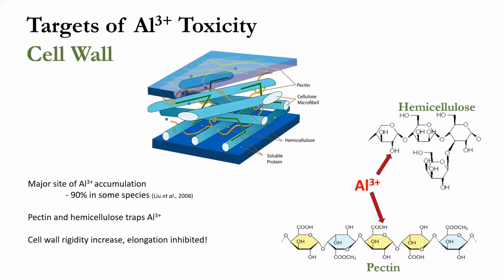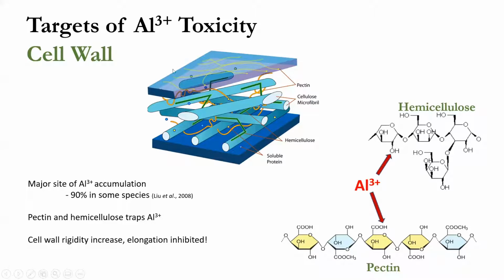It is the major site of aluminum accumulation, which can trap up to 90% of the aluminum ion in some species. And the reason why the cell wall really likes aluminum is because of the pectin and hemicellulose contents. You can see their structures shown here. And notice the exposed hydroxyl group on hemicellulose and the carboxyl group on pectin. These sites contain oxygen, which is highly electronegative, and that really attracts aluminum ions. In fact, more so in pectin because it has two oxygens.